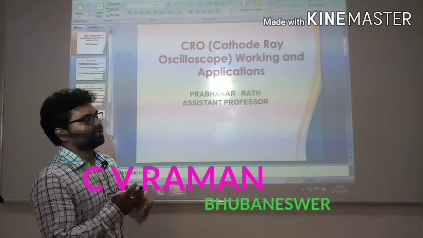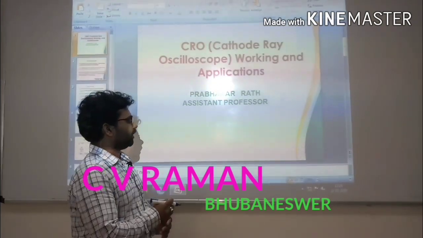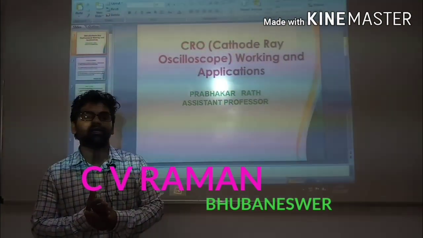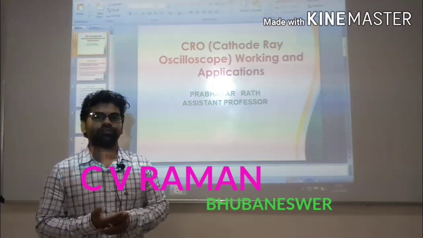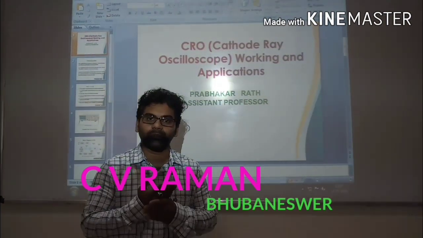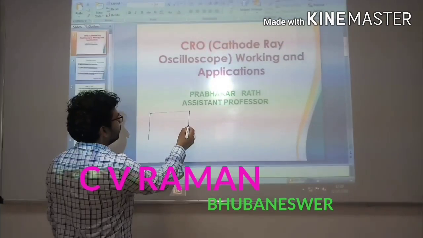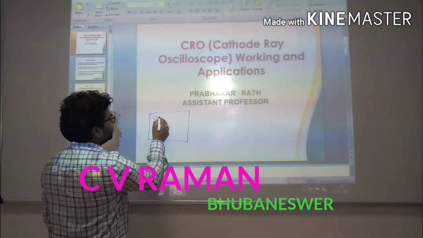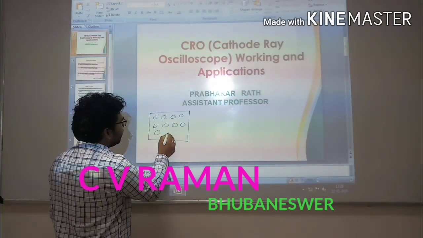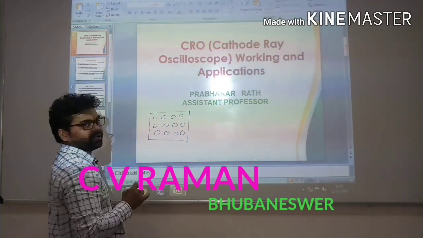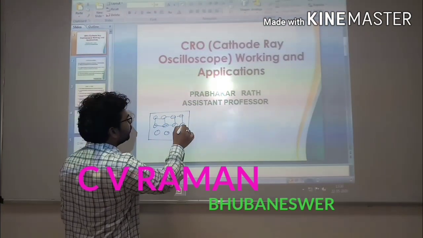So today our topic is CRO, Cathode Ray Oscilloscope. Every single electronics equipment we use in our daily lives. That equipment may be your mobile phones, your laptops, gadgets, television, all the things. In that, suppose this is your mobile phone circuit and there are so many components in it, and in each circuit, they are connected to each other.